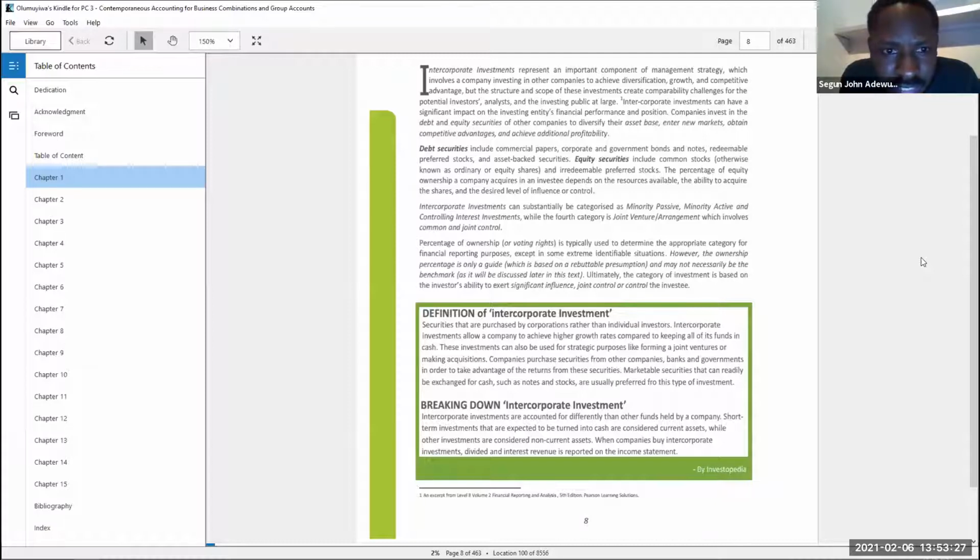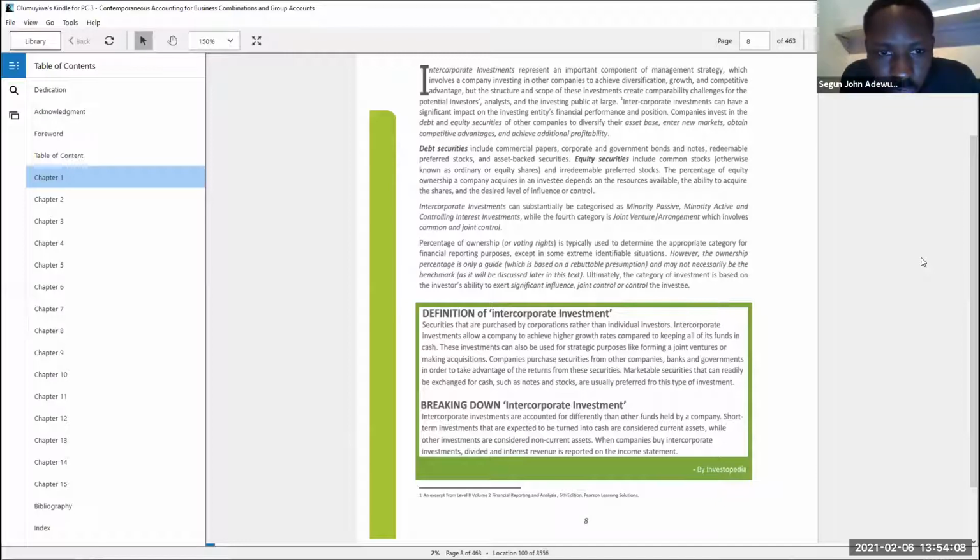Companies invest in the debt and equity securities of other companies to diversify their asset base, enter new markets, obtain competitive advantages, and achieve additional profitability. Debt securities include commercial papers, corporate and government bonds and notes, redeemable preferred stocks, and asset-based securities. Equity securities include common stocks, otherwise known as ordinary or equity shares, and irredeemable preferred stocks.